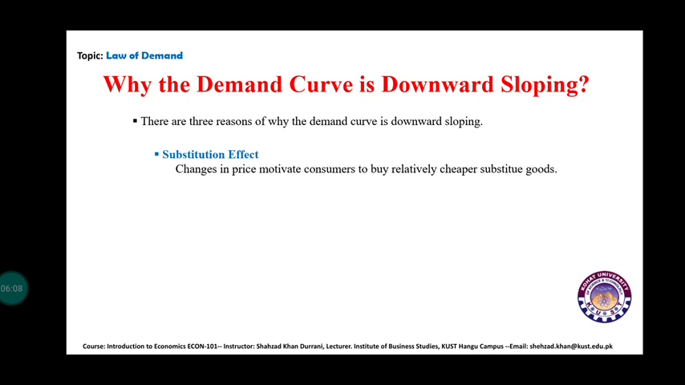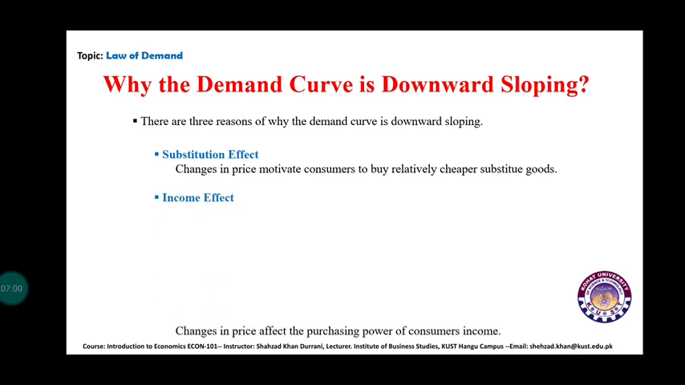If there is an increase in price, it will increase the demand for the substitute good. If there is an increase in the price of Coke, there will be an increase in demand for Pepsi, for example, because it's the substitute good. If there is an increase in the prices of Samsung phones, then the demand for the iPhone will increase if its prices remain the same. So the substitution effect causes the demand curve to slope downward. There is an expansion in the demand for the substitute product.